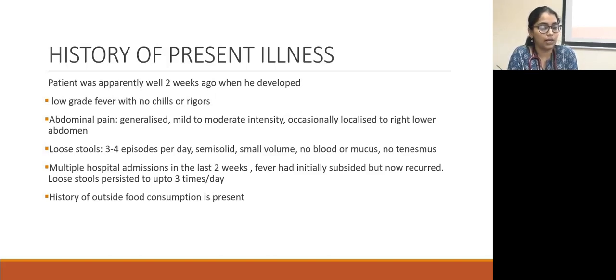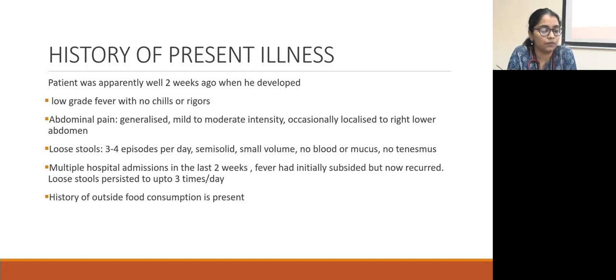Abdominal pain, which was generalized, mild to moderate in intensity, occasionally localized to the right lower abdomen. Patient also complains of loose stools, 3 to 4 episodes per day, semi-solid, small volume, initially no blood or mucus or no tenesmus. Multiple hospitalizations were present in the last 2 weeks for the same complaints. Fever had initially subsided but now recurred, and loose stools are continuously persisting with 3 episodes per day.